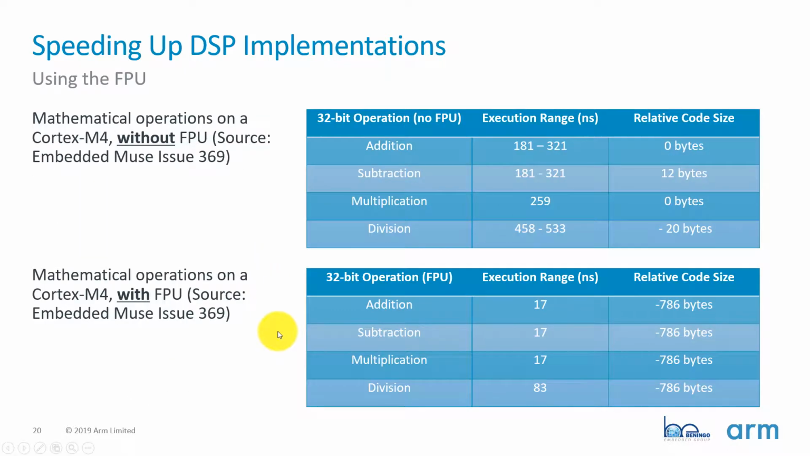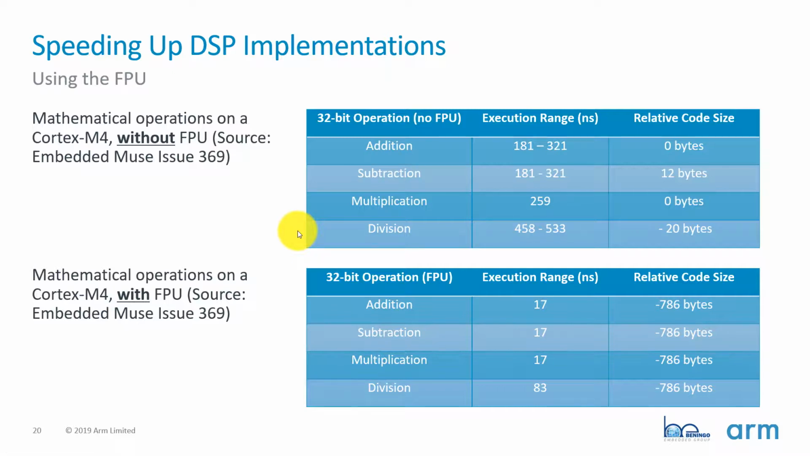Another couple of things that you can do to help speed up your DSP implementations is to use the floating point unit that's on many of the Cortex-M4 and M7 processors. So, for example, just a couple of weeks ago, Jack Gansel published some data in the Embedded Muse in issue 369 that showed a real simple experiment that he did on a Cortex-M4F processor using the FPU. Basically, he set up his system to test addition, subtraction, multiplication, and division on 32-bit operations with and without a floating point unit.